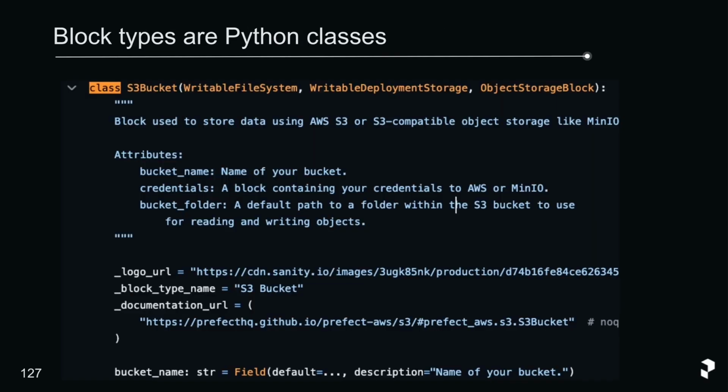Here's an example of the S3 bucket block class. You can see that there's a bunch of attributes associated with this block, such as a bucket name, credentials for accessing the bucket, a particular folder that we can specify if we want to read and write data to and from a particular folder in this bucket. That all gets stored in this block.